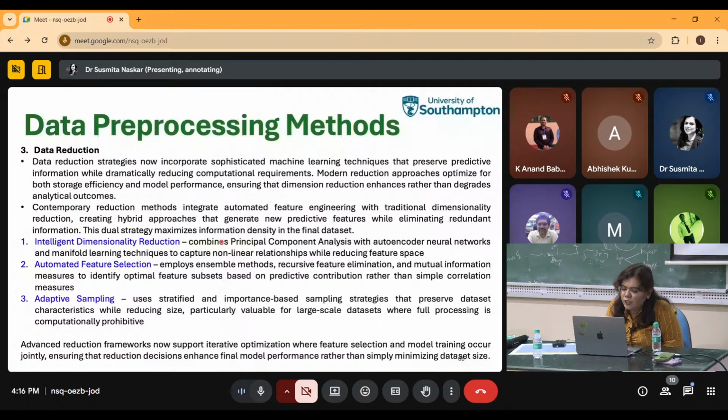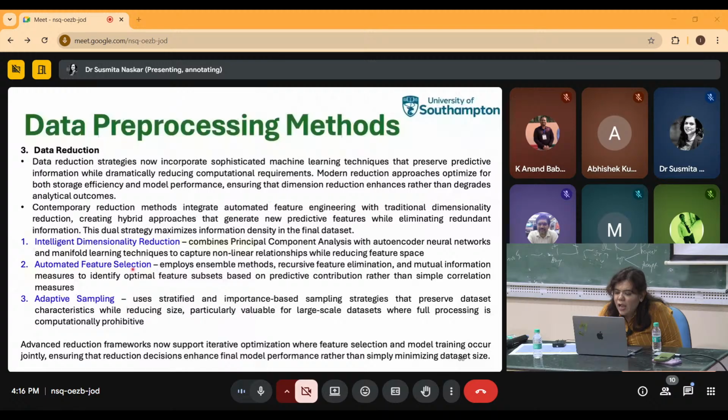So what do they generally do, and why is it important? Data reduction improves storage efficiency, definitely. It reduces the computational cost and enhances model performance. The goal is not just to shrink the data, but to optimize the features so that the models can run faster. But they will not only run faster, they will also predict the results better. That's very important. And for that, there are generally three key methods we use.